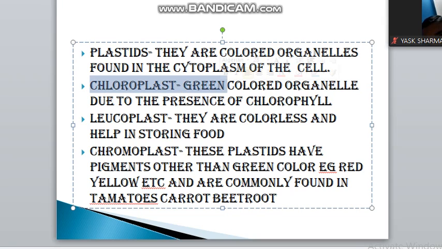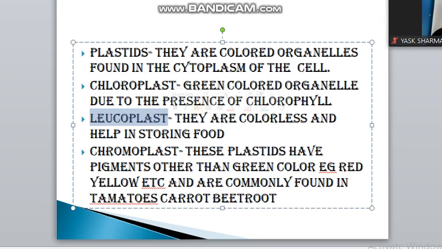Three different colors are there: one is green, another is all the colors except green, and one is colorless. The colorless one is leucoplast, the plastids which are colorless. Now, what is the role of the green plastid, chloroplast? Photosynthesis, that means the preparation of the food. And what is the role of leucoplast? They help in the storing of the food.